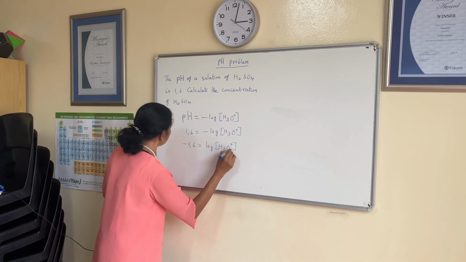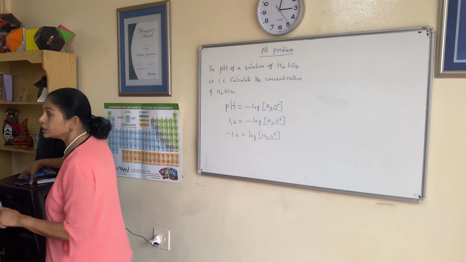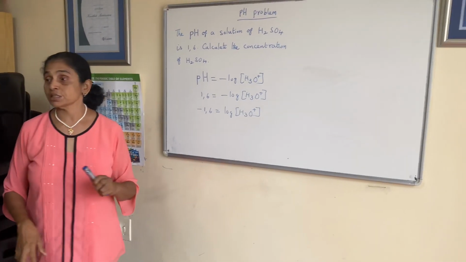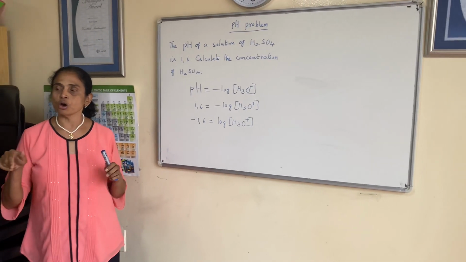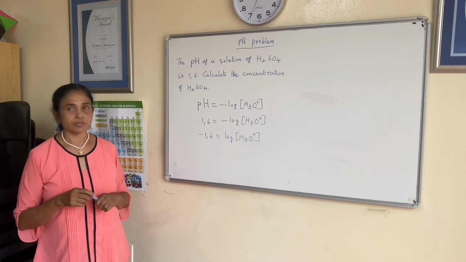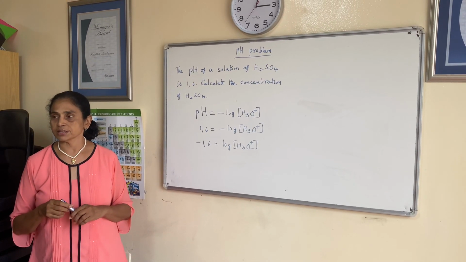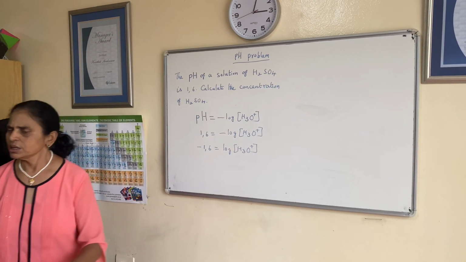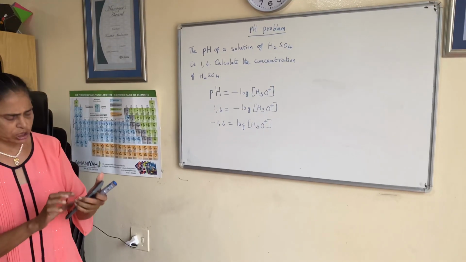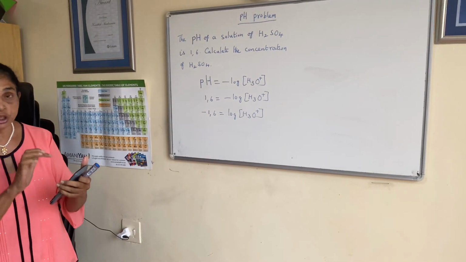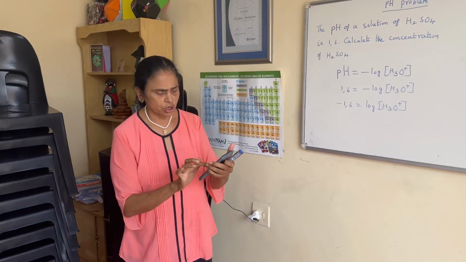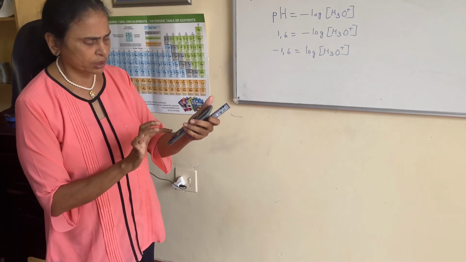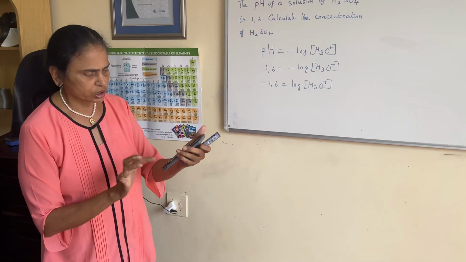Can you please take the calculator? How are we going to do this one? Benjamin, come and do this one. Shift log, minus 1,6. So if you want to get rid of the log, it will do 10 to the power. The moment you press shift log, it will do that. Shift log, then you put the sign minus 1,6. Close it. It will give you the answer.